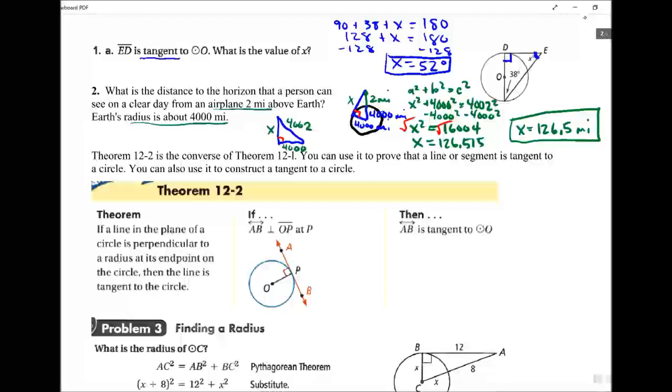What is the distance to the horizon that a person can see on a clear day from an airplane 2 miles above the Earth? The Earth's radius is about 4,000 miles. Okay, so both of our units are equal.